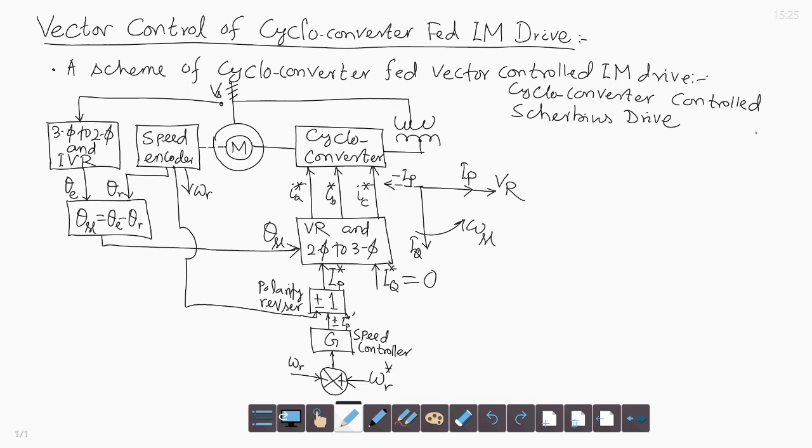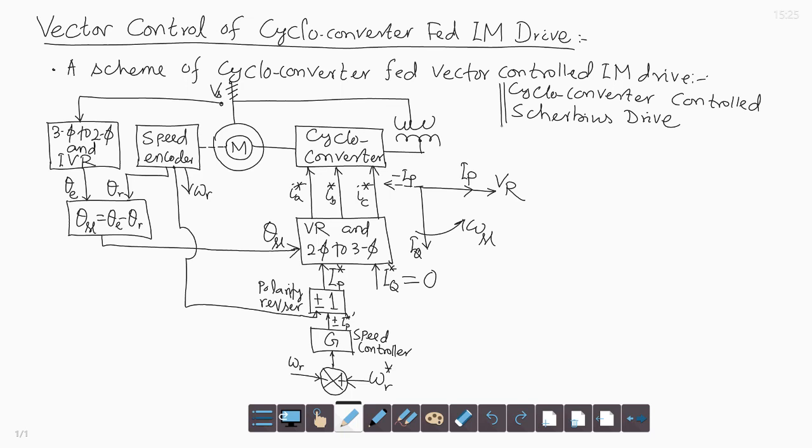In the cycloconverter controlled Scherbius drive, for the vector control, we have the speed command and the speed feedback, and from the speed controller, depending upon in which direction the power should flow, a signal plus 1 or minus 1 is multiplied to get the command value of the active component of the current IP star. Then the reactive component of the current IQ star is kept at 0. So the active component of the current IP is in phase with the rotor voltage VR, and IQ is at quadrature.